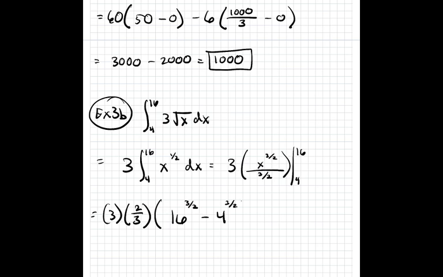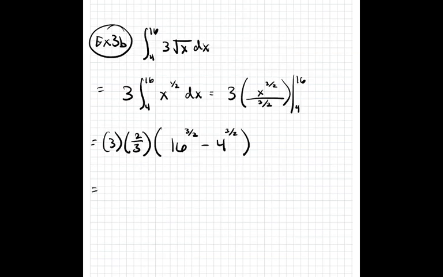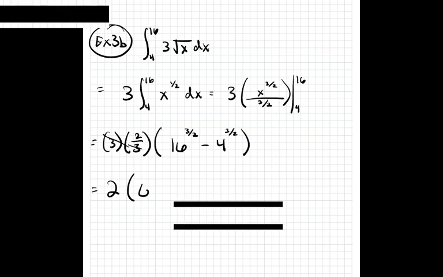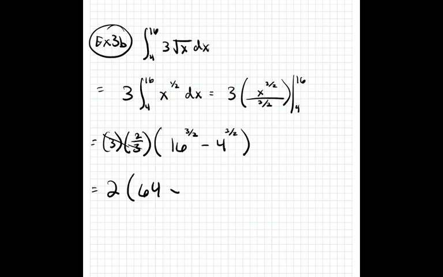If we keep going, these cancel, we get 2. The square root of 16 is 4, and 4 to the power of 3 is 64. Then minus the square root of 4, which is 2, to the power of 3, which is 8. So 64 minus 8 is 56, times 2 is 112.